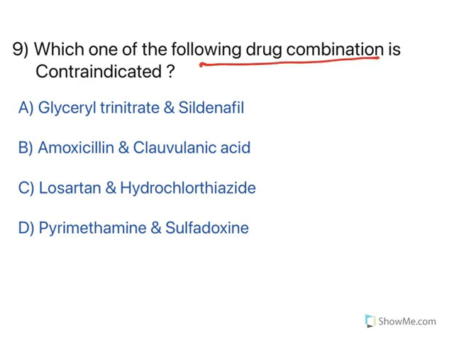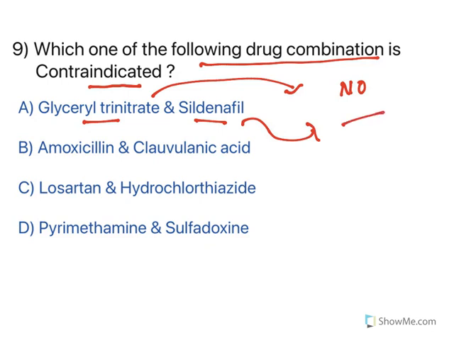Now, which one of the following drug combinations is contraindicated? Look at them. Glyceryl trinitrate, sildenafil. What does this glyceryl trinitrate do? It releases nitric oxide. What does this sildenafil do? It causes vasodilation. Both of them will cause severe vasodilation, and the combination is very dangerous. So option A is the right answer.